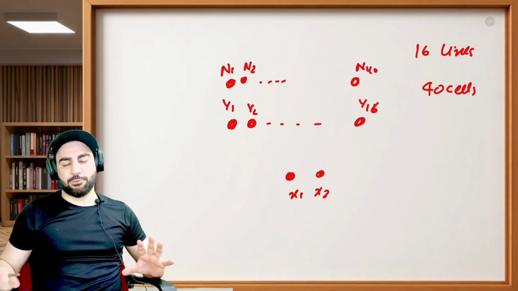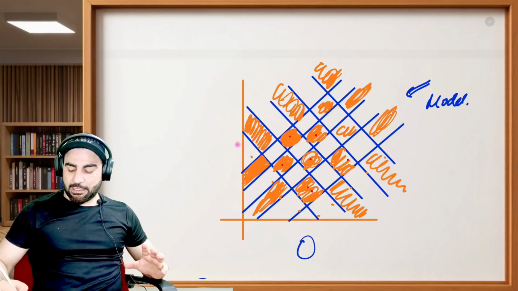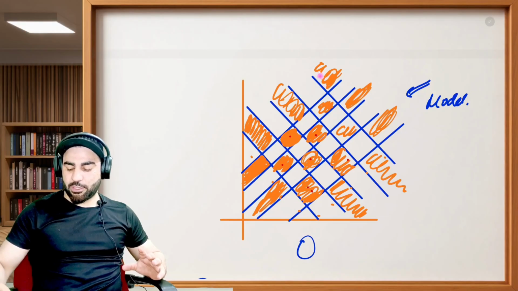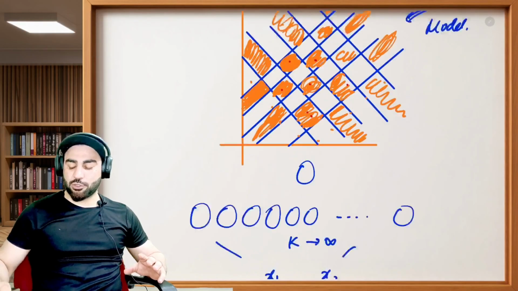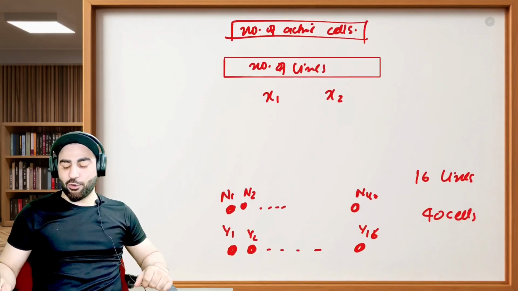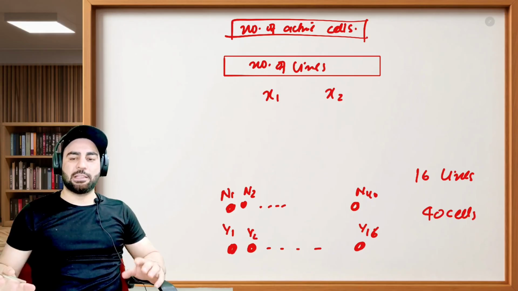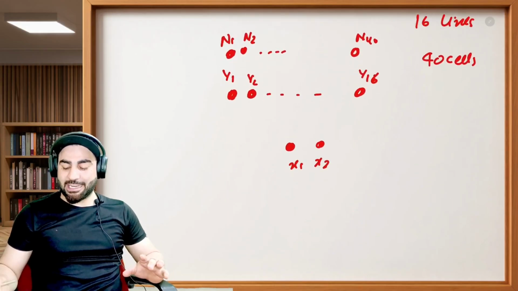Total number of neurons: if you have a checkered board of this sort where you have 8 lines like this and 8 lines like this, in total you will have 16 lines. For the 16 lines you will use 16 neurons for the first layer. For the second layer, because you are making this checkered board, you will have 40 of these active cells, and then in the second layer you will have 40 neurons.